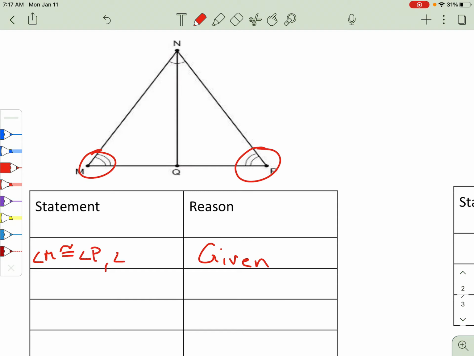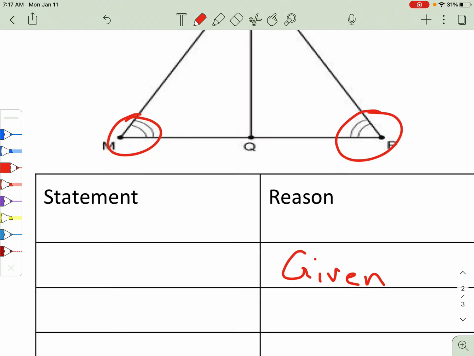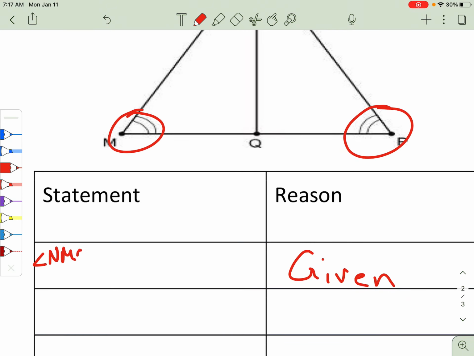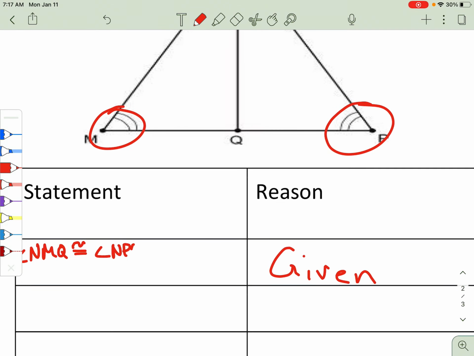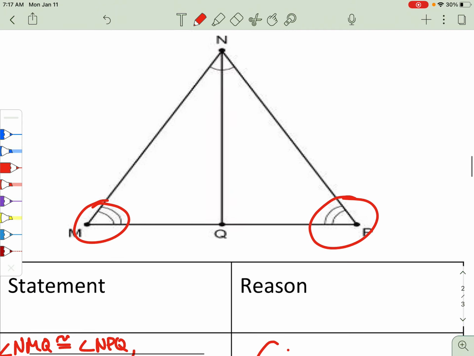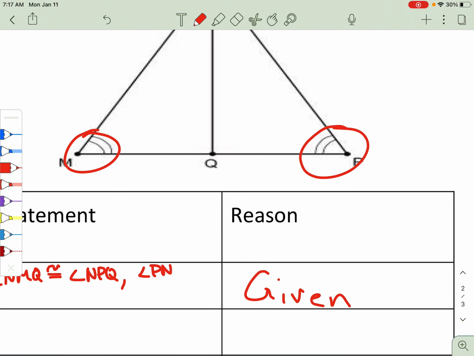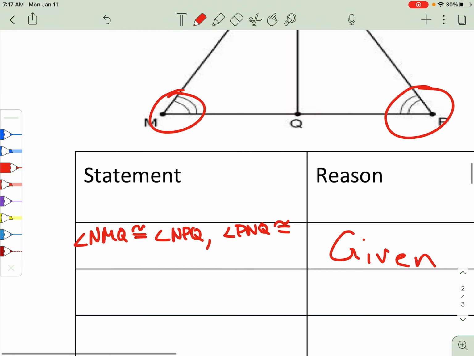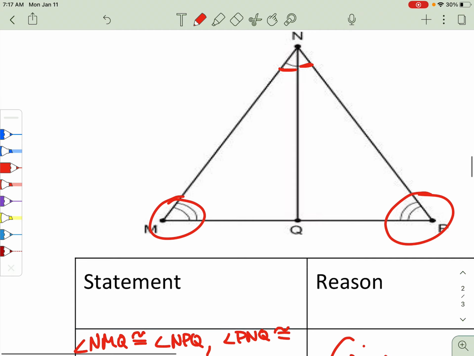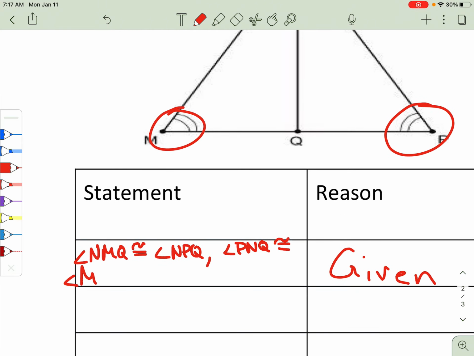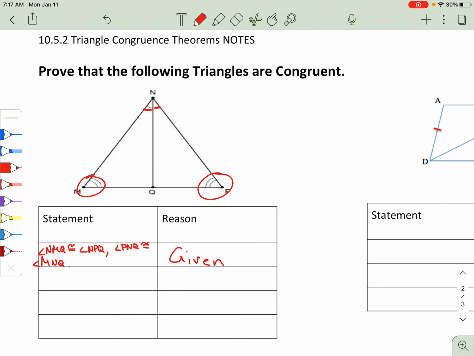And angle, I should label these a little bit better, huh? Let's see, so angle NMQ is congruent to angle NPQ. And they also give us that PNQ, so this one is congruent to this one. So PNQ is congruent to MNQ. Okay, so those are the two things they give us.